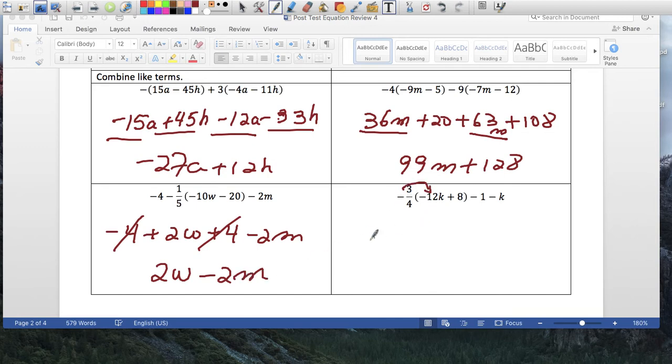Negative times a negative, again, is a positive, and that's going to be 9. 3/4 times 12 is 9. Negative times a positive is a negative. And 3/4 of 8 is going to be 6. Minus 1 minus k. 9k minus k is just going to be 8k. And negative 6 and negative 1 is going to be minus 7.